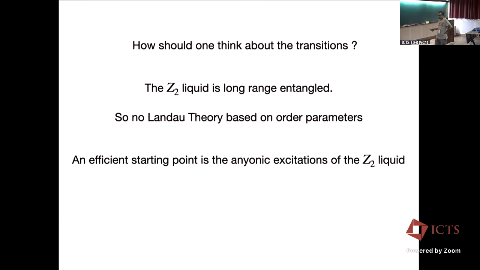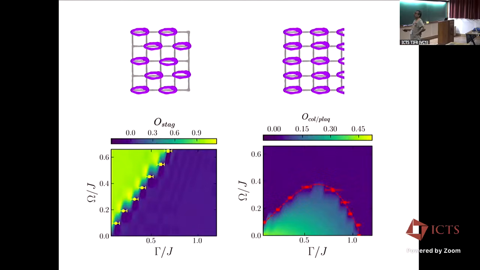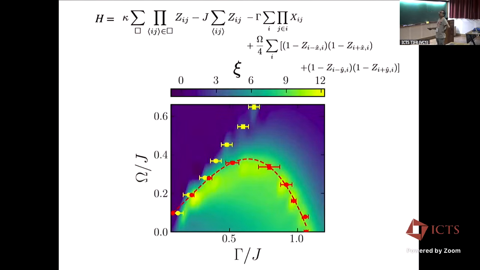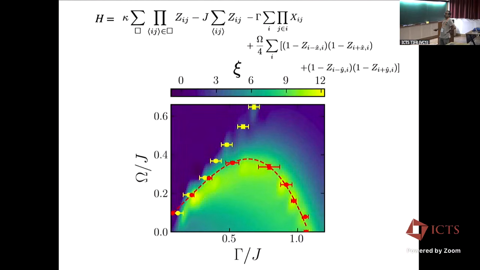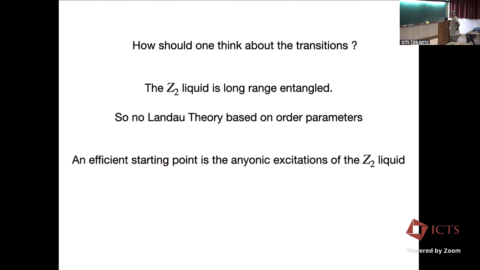Okay, so given these phases, and particularly the fact that you have an entangled phase up here, and you are undergoing transitions from a Z2 liquid phase to a dimer solid, we need to ask what are the phase transitions and how should one think about these transitions.